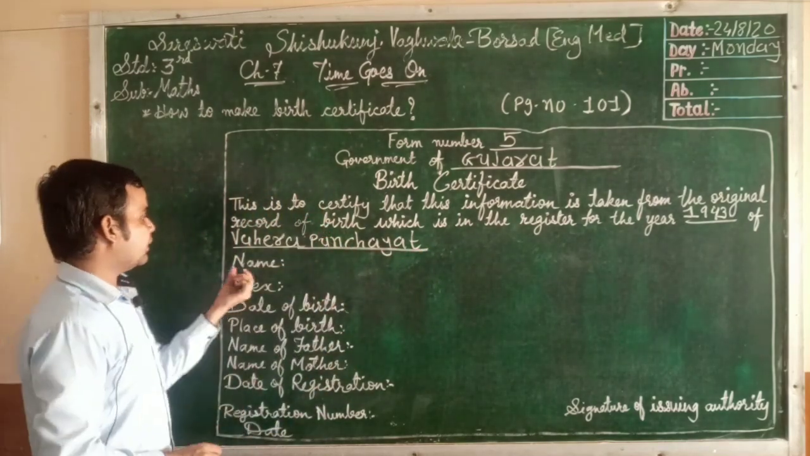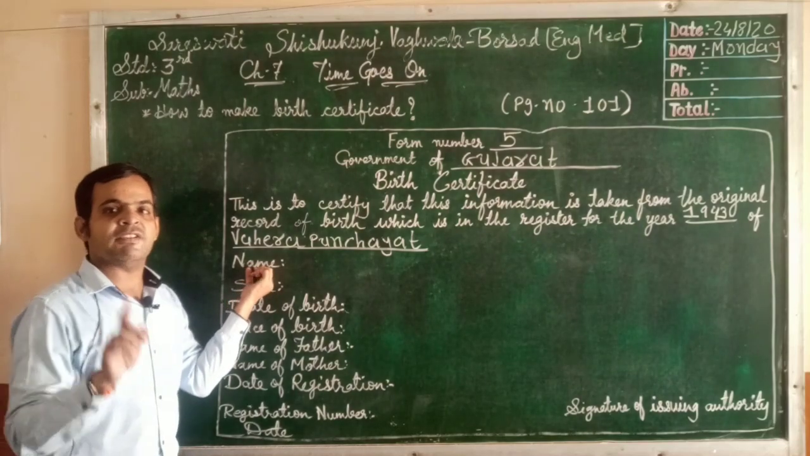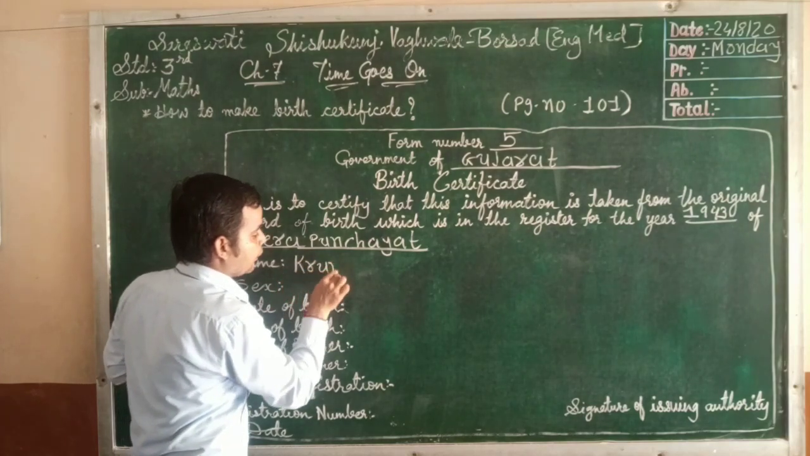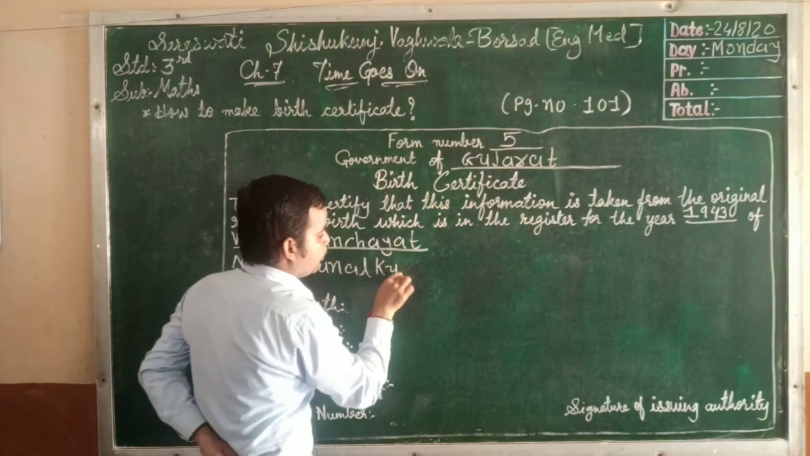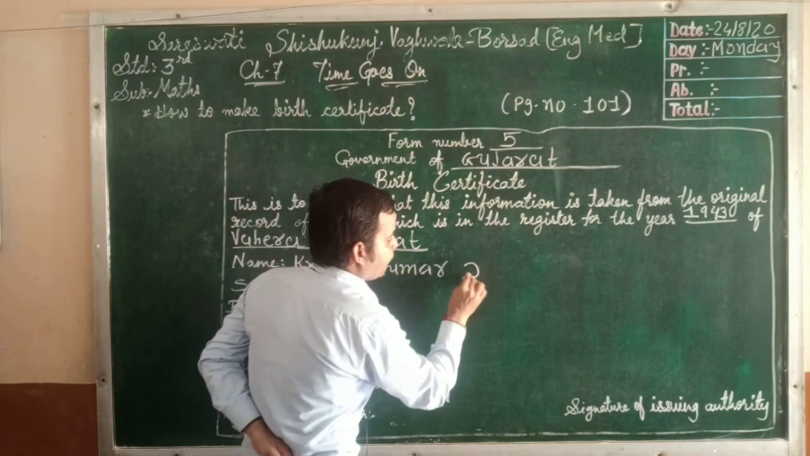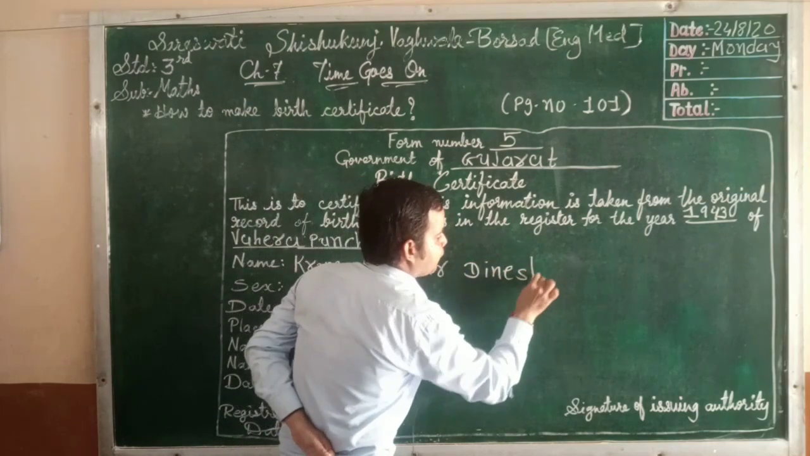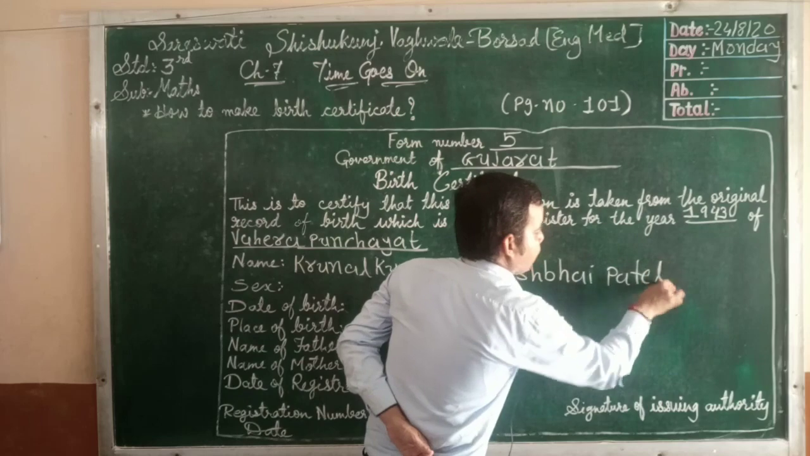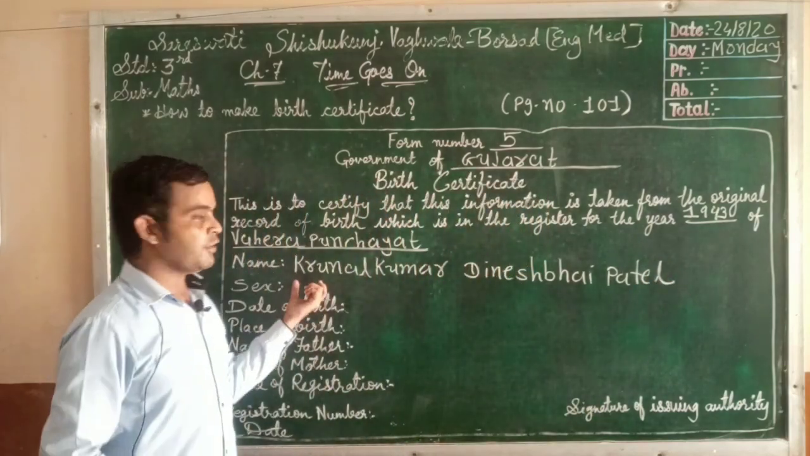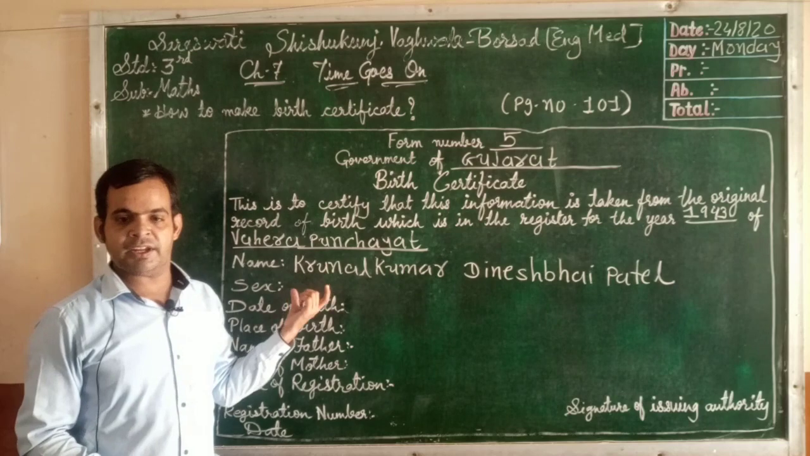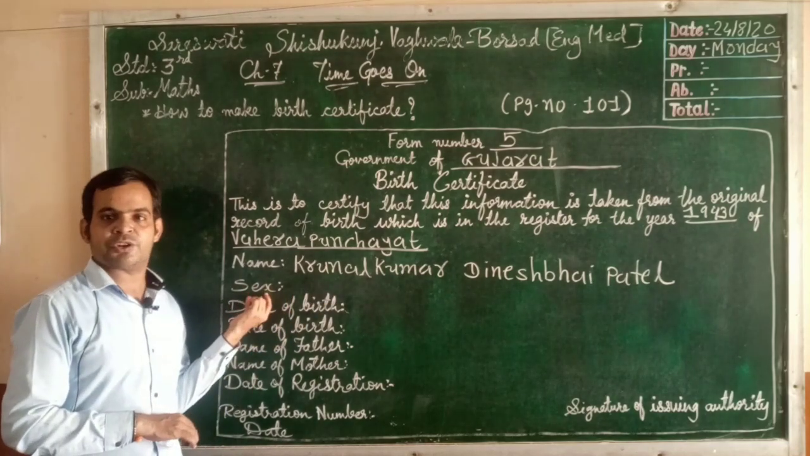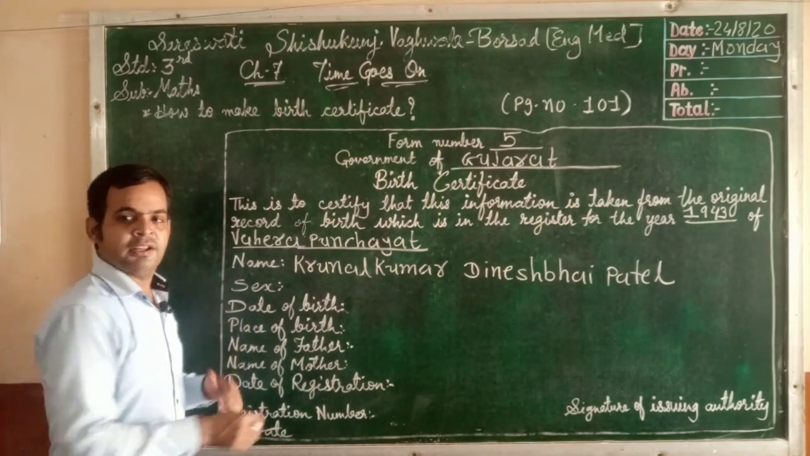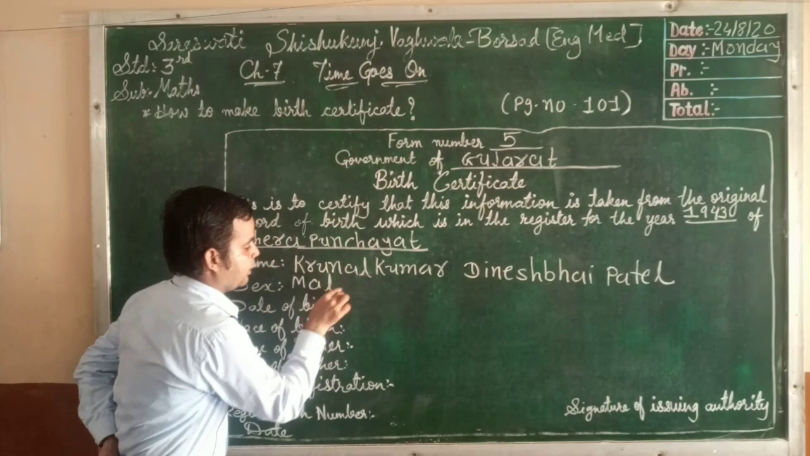Then the first item given is name, so here we have to write our name. I will write my name, Krunal Kumar Dinesh Bhai Patel. Then next is sex. Male or female you have to write here. I am male, so I will write male.